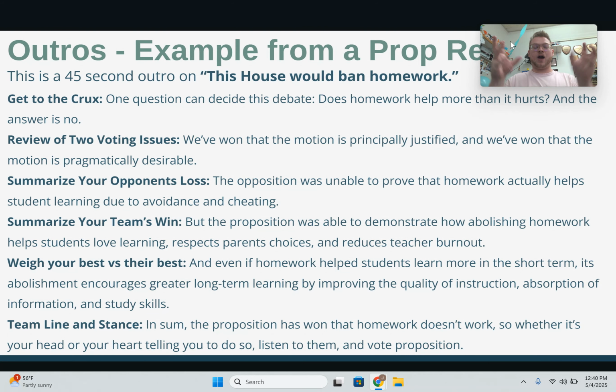So that outro puts everything that you just talked about in summation for the judge without sounding too repetitive, and ensures that if they got lost in the sauce, if they were too busy typing on their ballot, if they weren't really listening, that at the very least, the last 45 seconds of your speech snaps them back to attention and either guarantees they vote for you or makes them think twice about voting against you.